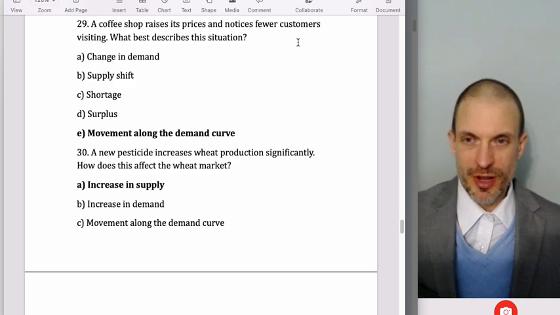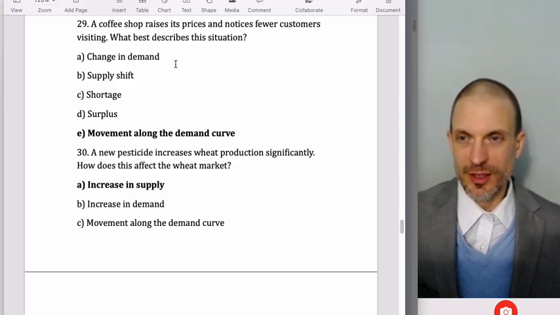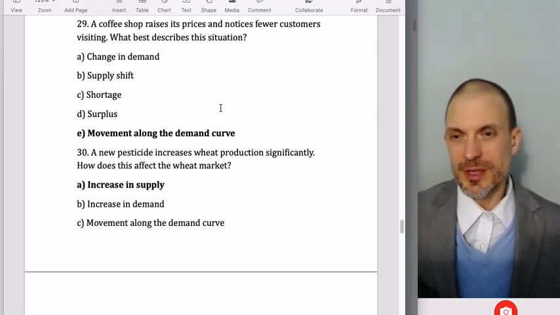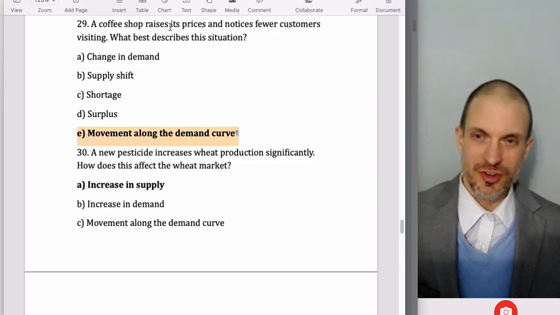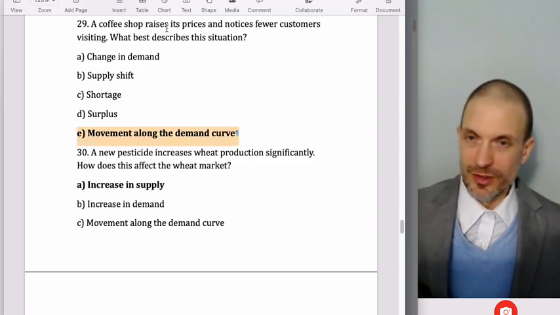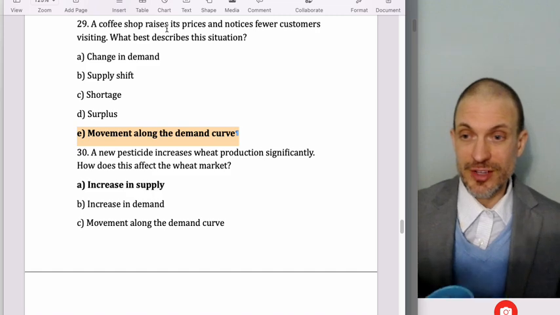Coffee shop raises its prices and notices fewer customers visiting. What best describes this? Well, that's a movement along the demand curve, right? It's a change in price, and then we get an increase in price, so we get a decrease in quantity demanded.